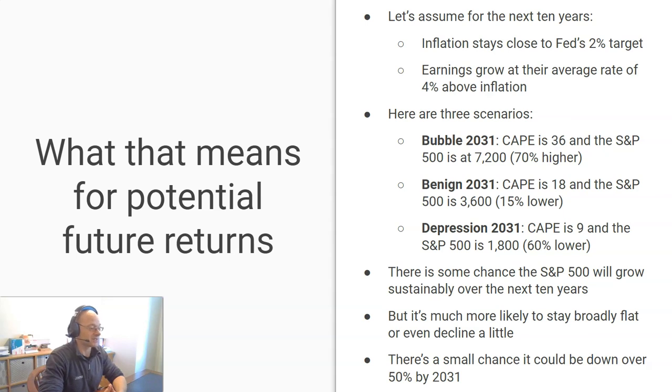So on that basis, there is some chance that the S&P 500 will grow sustainably over the next 10 years. But it's much more likely to stay broadly flat or even decline a little, although that's the end result. What it does between now and then is anybody's guess. And there's a small chance that the S&P 500 could be down by more than 50% by 2031.